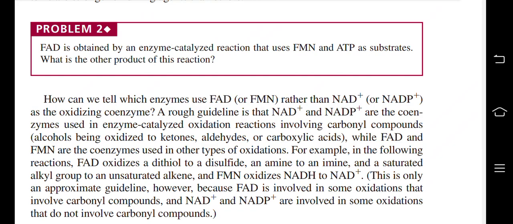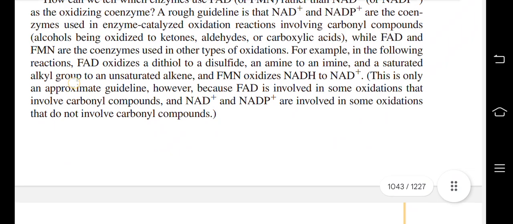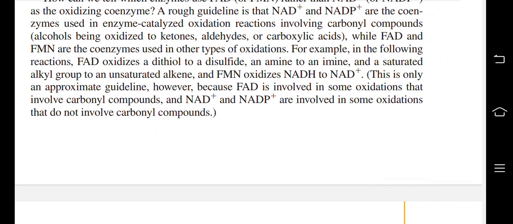For example, in the following reactions, FAD oxidizes a dithiol to a disulfide, an amine to an imine, and a saturated alkyl group to an unsaturated alkene, and FMN oxidizes NADH to NAD positive. This is an approximate guideline, however, because FAD is involved in some oxidations that involve carbonyl compounds, and NAD positive and NADP positive are involved in some oxidations that do not involve carbonyl compounds.